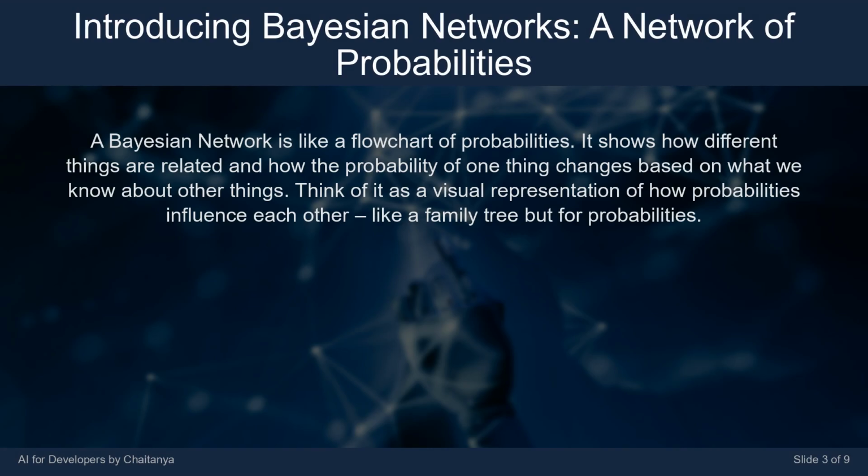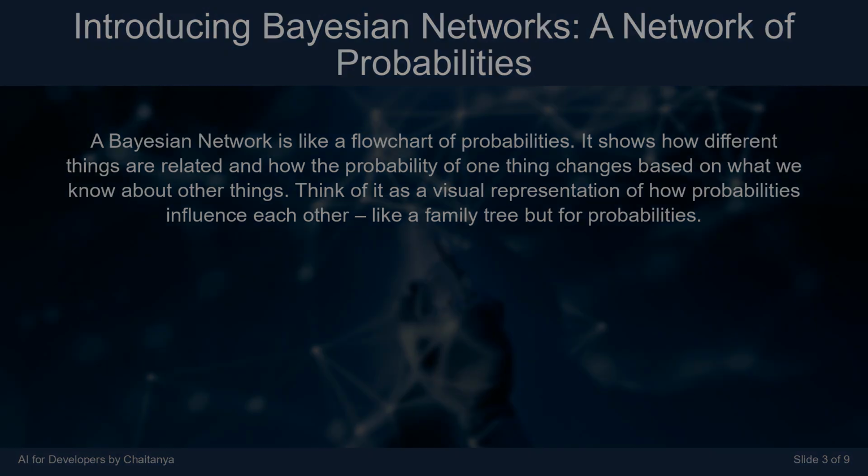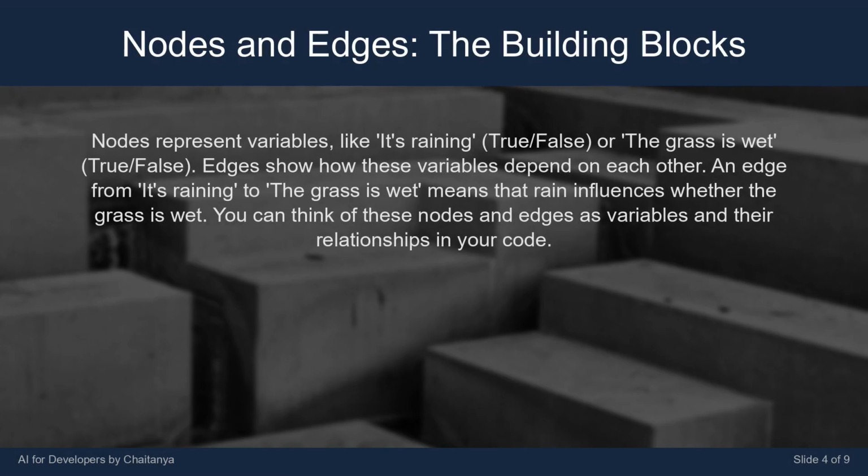A Bayesian network is like a flowchart of probabilities. It shows how different things are related and how the probability of one thing changes based on what we know about other things. Think of it as a visual representation of how probabilities influence each other, like a family tree but for probabilities. Nodes represent variables, like it's raining, true, false, or the grass is wet, true, false.